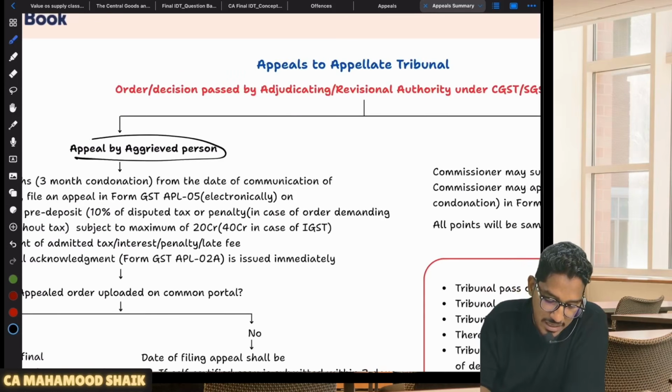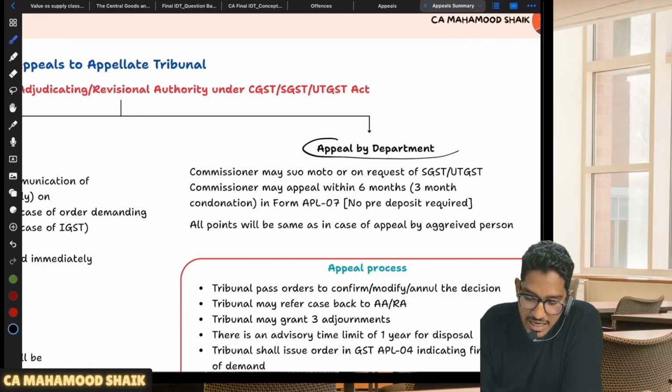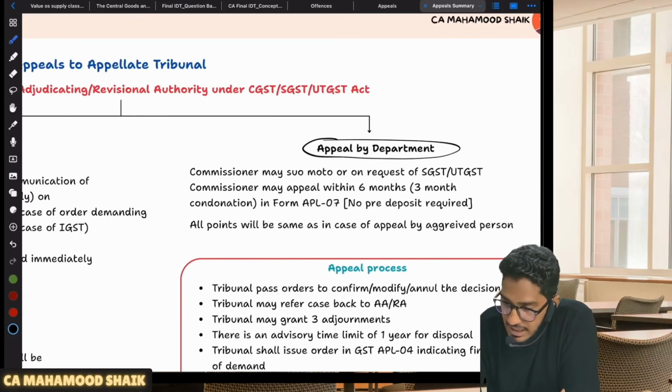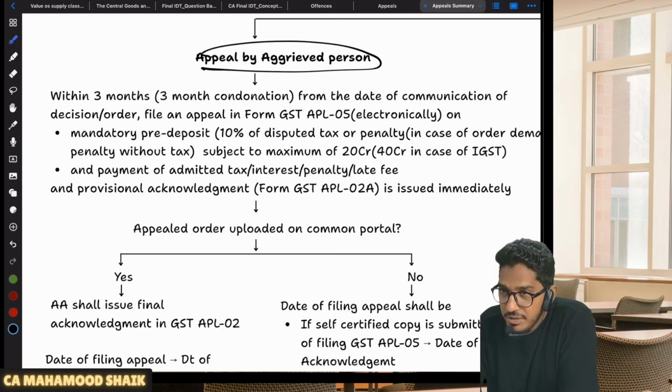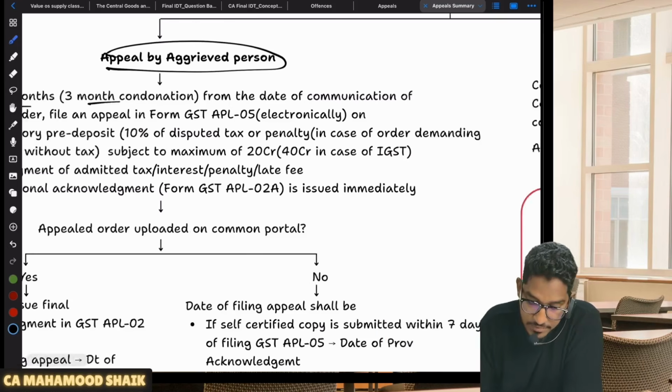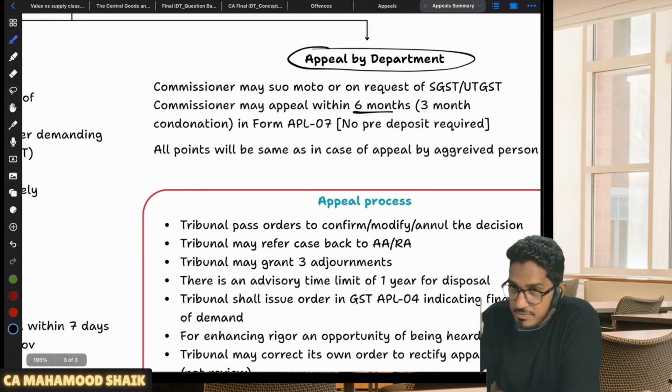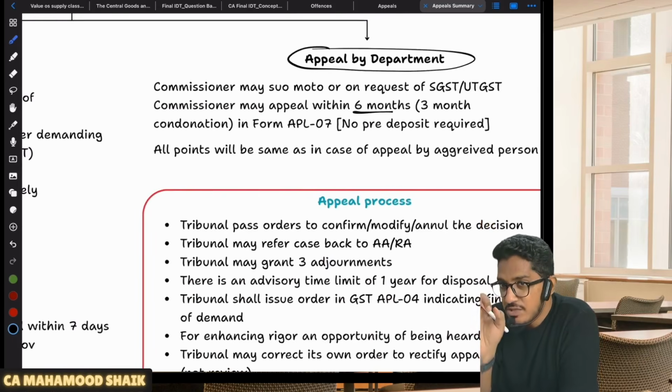Now who can go for appeal to the GST tribunal, sir? Once again same: appeal by an aggrieved person, or it could be appeal by the department. Here also, sir, what is the time limit available if you want to go for an appeal either against the appellate authority's order or the revisional authority's order? Here also 3 months only, but here 3 months of condonation delay. In case of the appellate authority, it is only 1 month of condonation delay. For the appellate tribunal, 3 months usual period and 3 months condonation delay. For the department, 6 months normal period, but 3 months condonation delay. So 3 and 6 will remain common, but condonation delay will be increased by 3 more months.